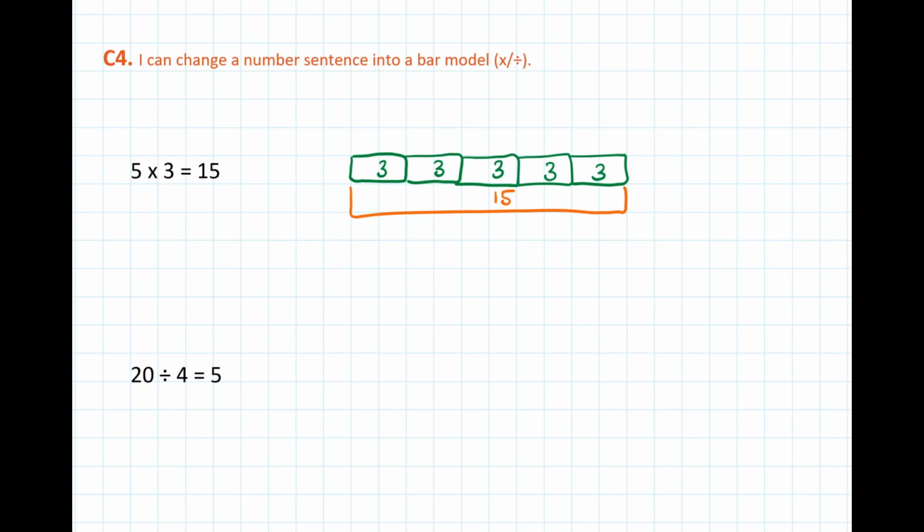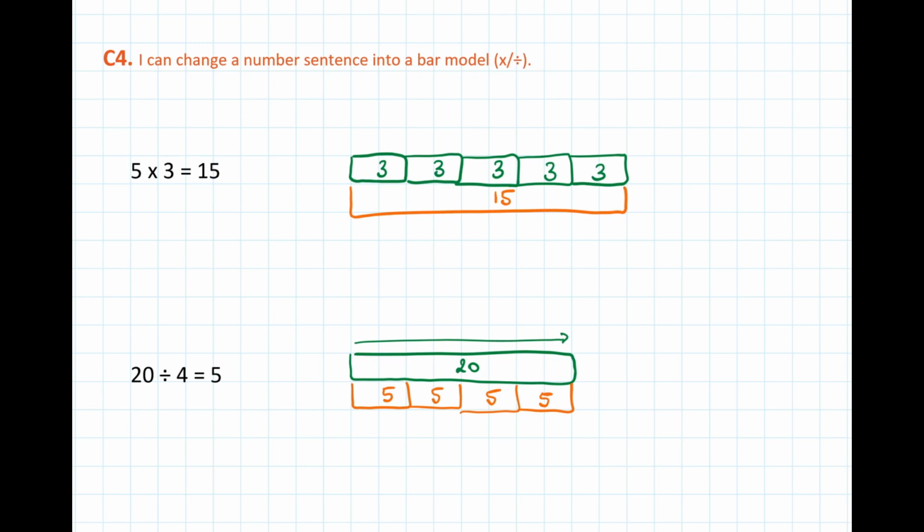When we are looking at division, we can look at it like this. When we have 20, we can divide that 20 into 4 equal parts. 1, 2, 3, and 4. They're equal parts, and these equal parts are each individually equal to 5. So we can see that 20 is equal to 4 lots of 5.